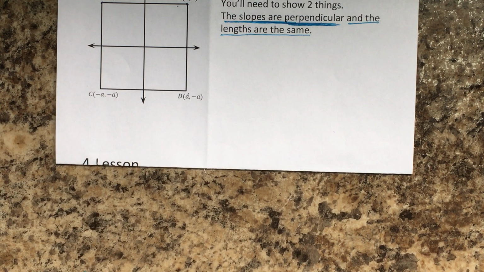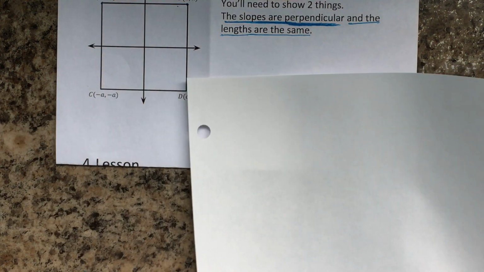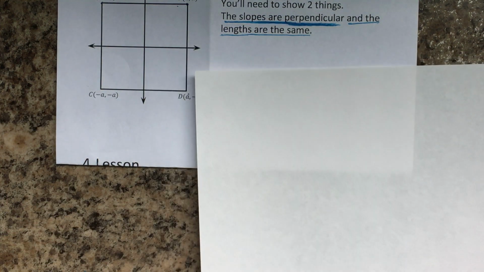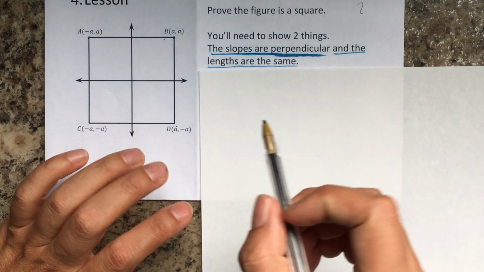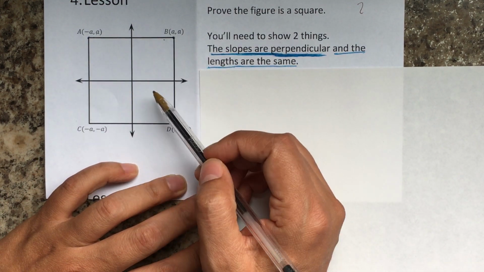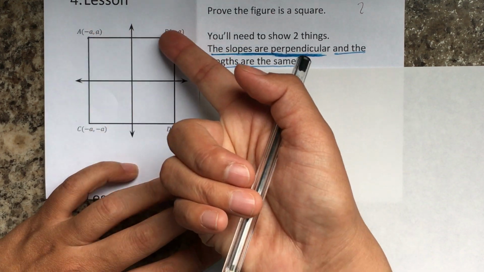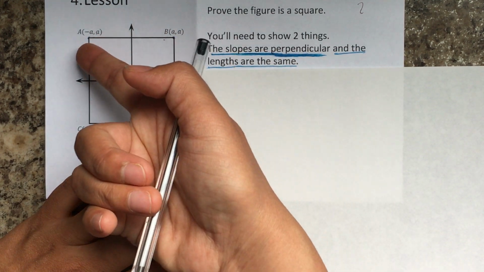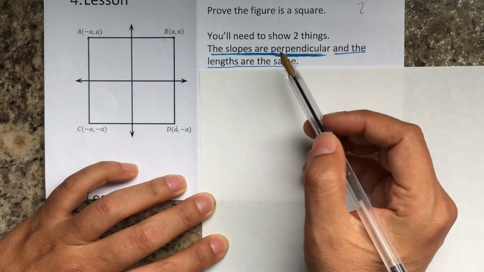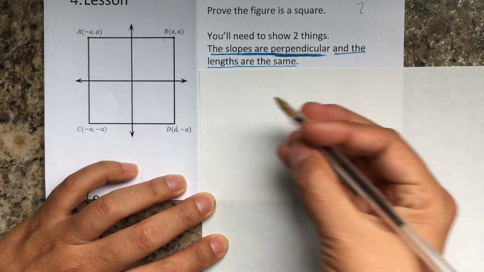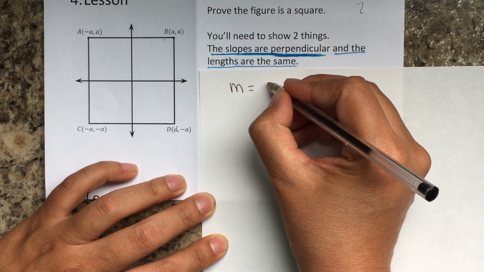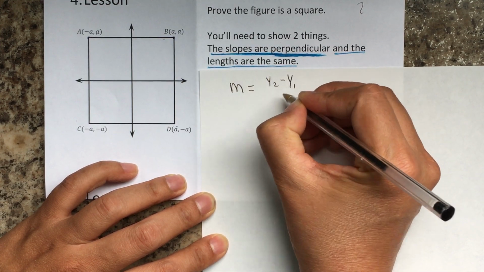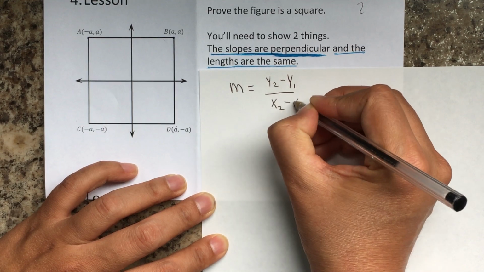Okay, let's proceed now with this information. We're going to find all 4 slopes of the lines. Remember, to prove that this is a square, we need to know that the lines are perpendicular to each other, which means they form 4 90-degree angles, and that the lengths are the same. For the slope, we're going to use the formula m equals y2 minus y1 over x2 minus x1.